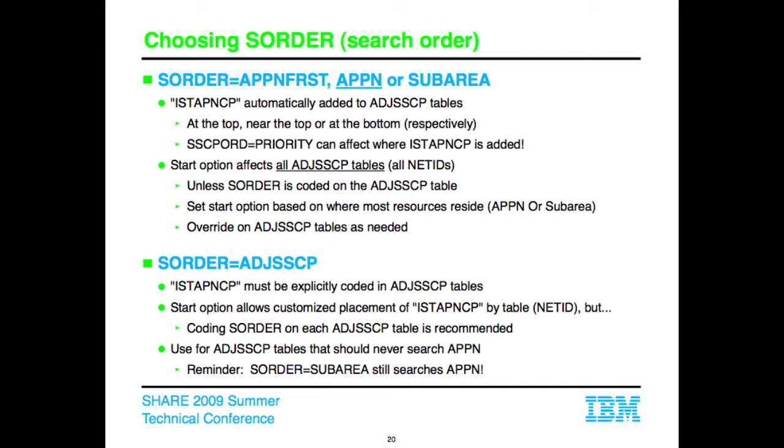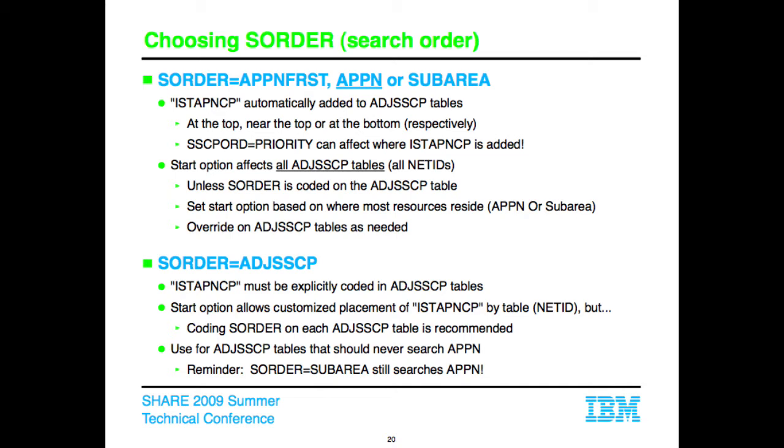With SORDER equals APPNFRST, you do not have to code the IST.APPN.CP entry in any of your adjacent SSCP tables. Instead, VTAM will automatically put the IST.APPN.CP entry in each of the tables based on the SORDER. If you use SORDER equals APPNFRST, we will always make sure that the IST.APPN.CP entry is added at the very top of the adjacent SSCP table that we use for searching.